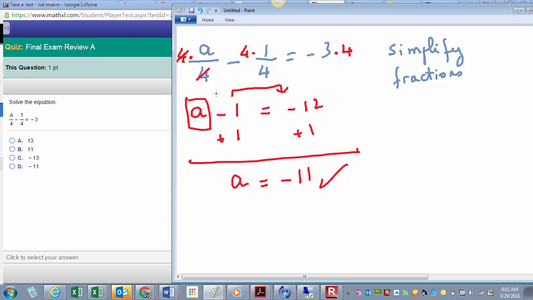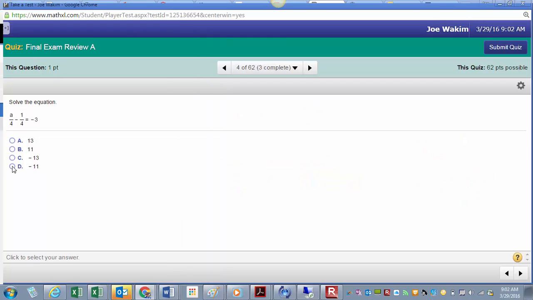You can go back and check. Let's check. -11 over 4 minus 1 over 4. Having the same denominator, we can add the numerators. -12 over 4 is -3. And that's what we have. So that's good. So a equals -11 is the answer. Let's try number 5.